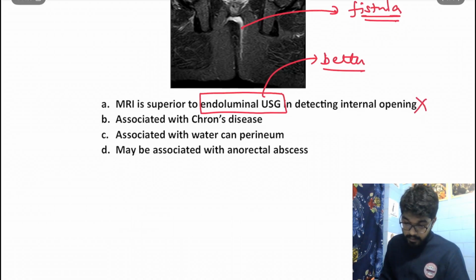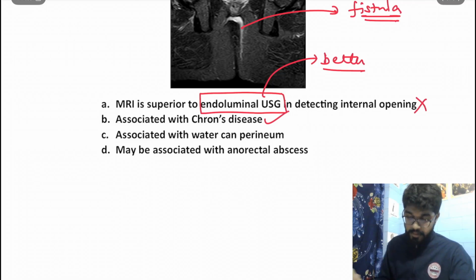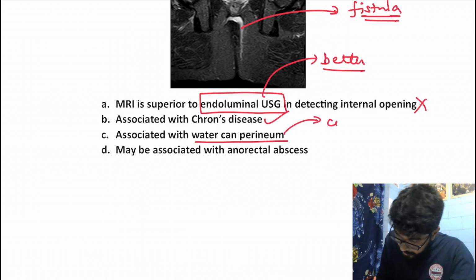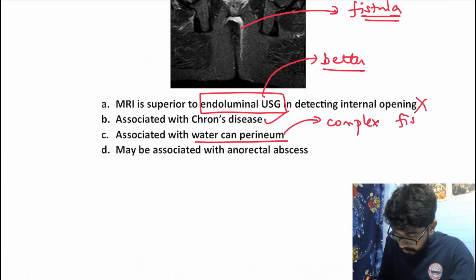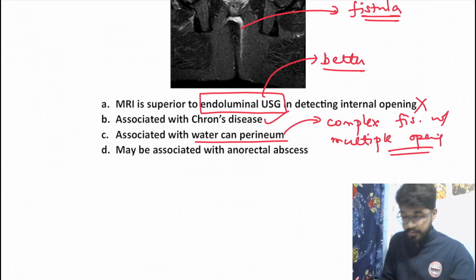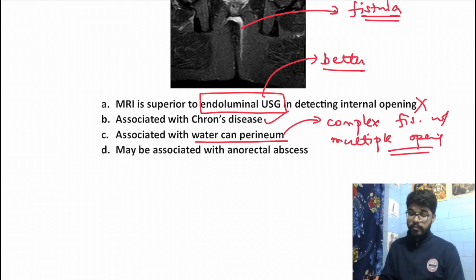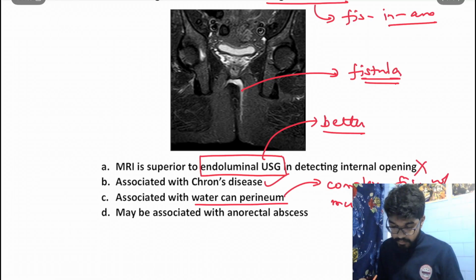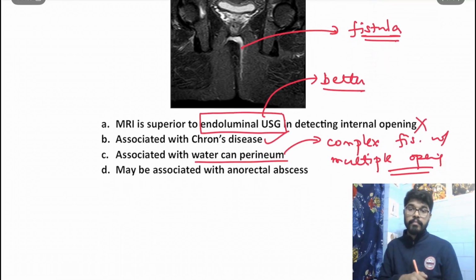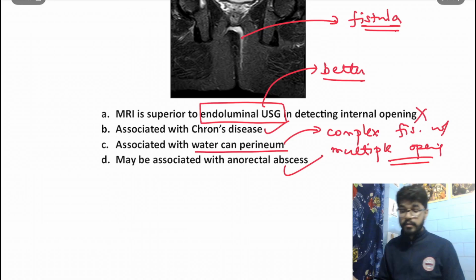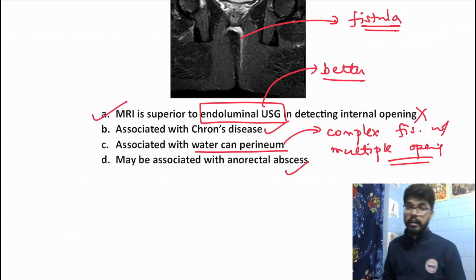Associated with Crohn's disease, yes, it is associated with Crohn's disease. Associated with watering can perineum. Now, what is watering can perineum? It is nothing but a complex fistula with multiple openings. This is our watering can perineum. So yes, it can be associated with it. Although the MRI doesn't show this to be a watering can perineum, fistulas can also cause watering can perineum. May be associated with anorectal abscess. Yes, this is one of the most common causes of fistula. So over here our answer should be A.